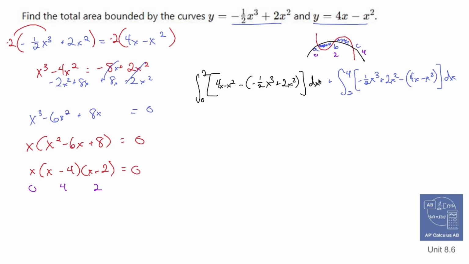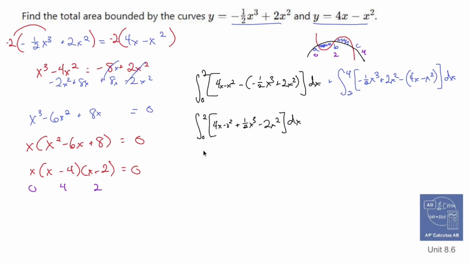Fortunately, and you know what would have been nice if I just kept them the same. It's too late. Let's just do the one on the left first. First thing we're going to do is distribute that negative. We're not even going to integrate yet. 4x minus x squared plus 1/2 x cubed minus 2x squared dx.